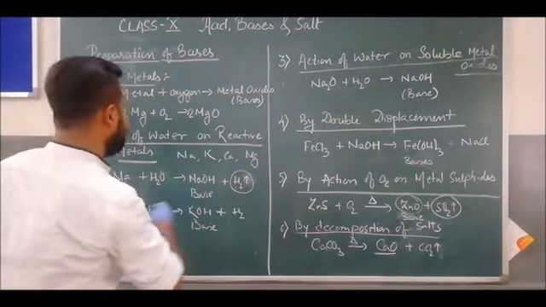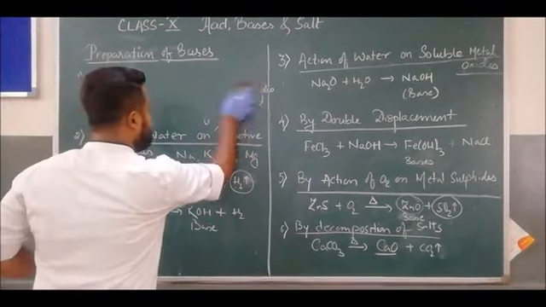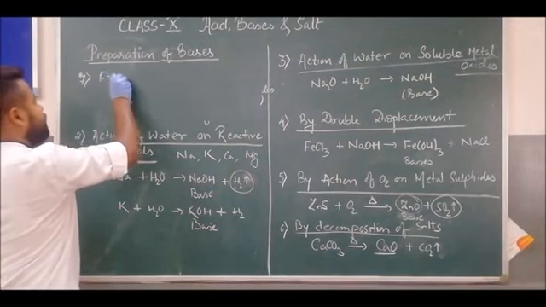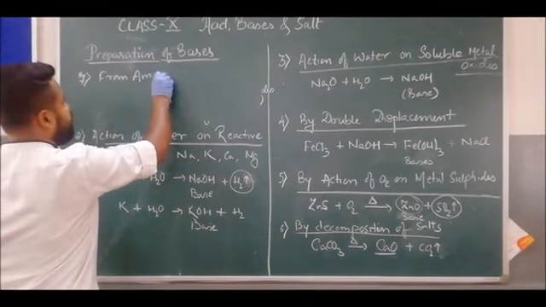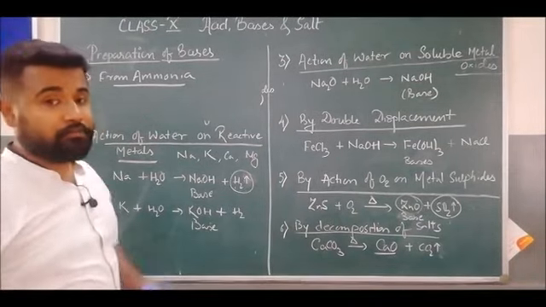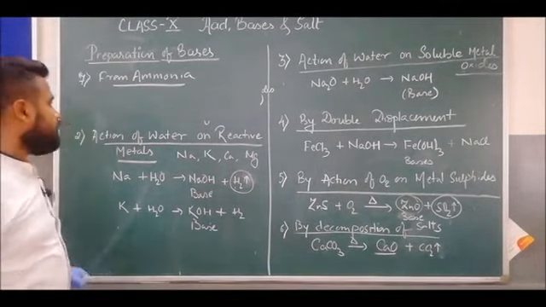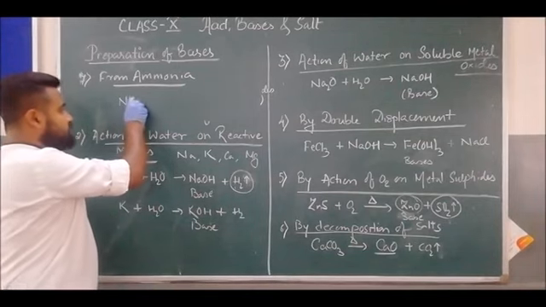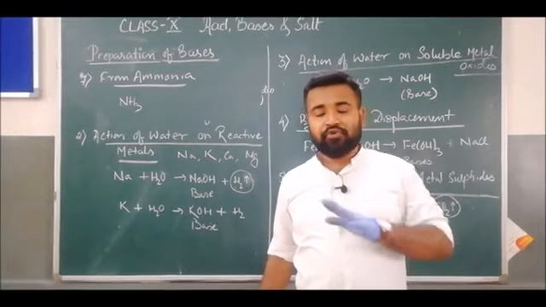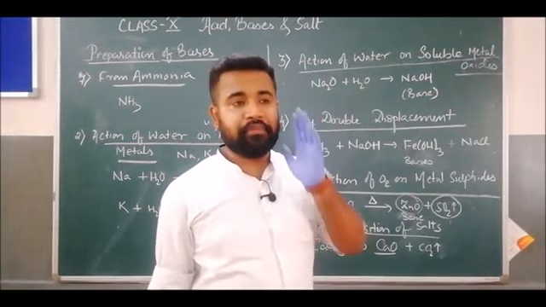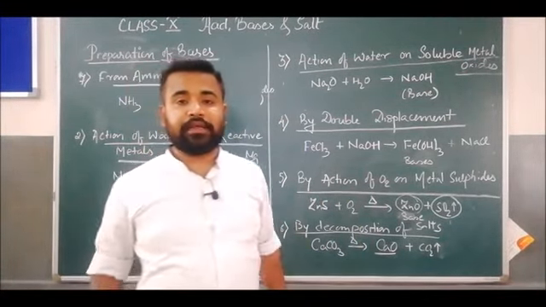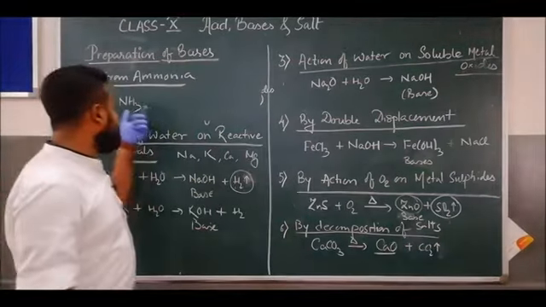One more method, I will explain, from ammonia. The seventh method is from ammonia. So how ammonia, NH3? There is no hydroxide, no OH is there. So you will say that ammonia is an acid. No, ammonia is not an acid, ammonia is a base, because according to the Lewis concept, the compounds which donate electrons are known as Lewis bases. So ammonia is a base.